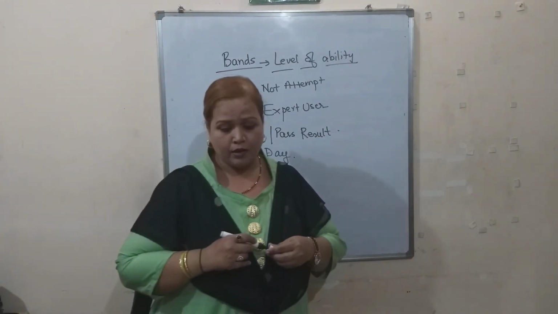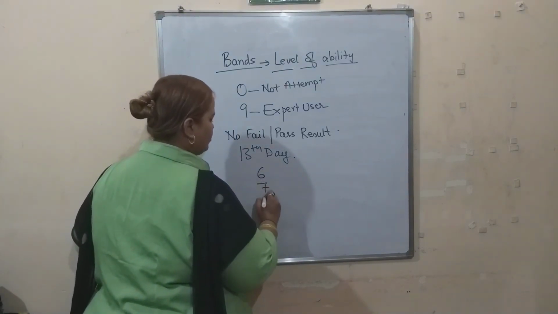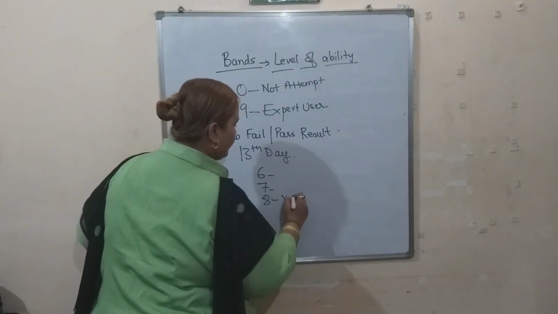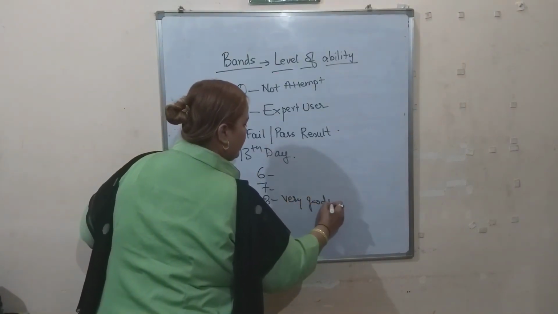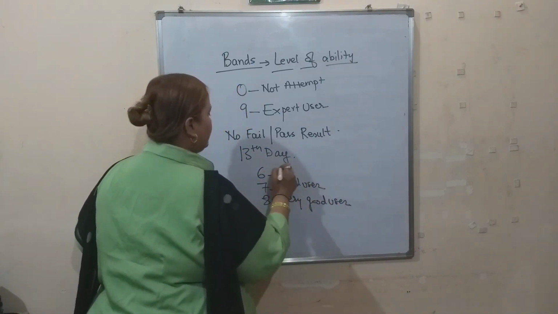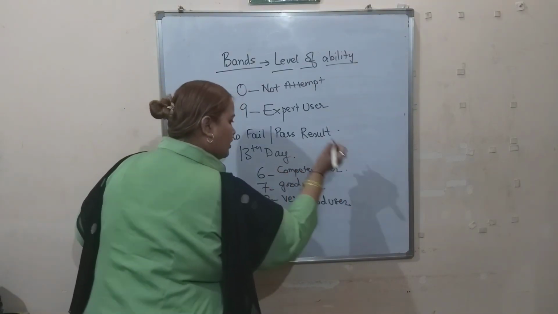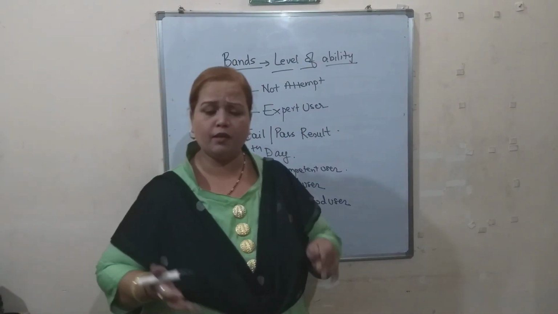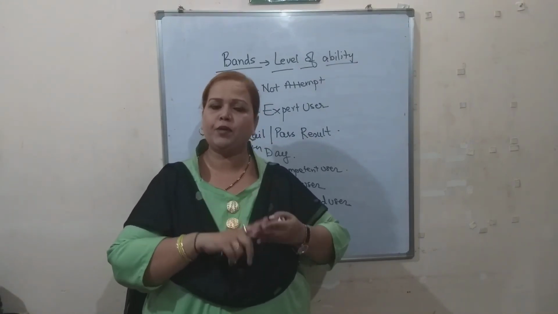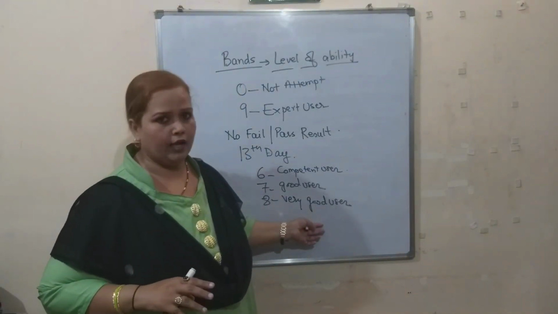There are people who need 6 bands, or 7 bands or 8 bands. If you go for 8 bands, it is a very good user. 7 band is a good user. 6 is a competent user. So this is the way they have a chart, and they see your performance overall in listening, reading, writing and speaking, how well you have performed, and the bands are given on that criteria.